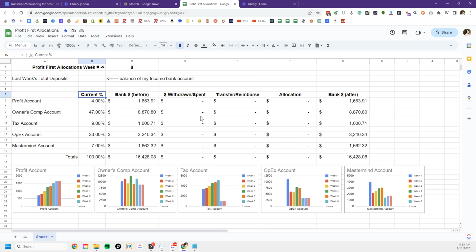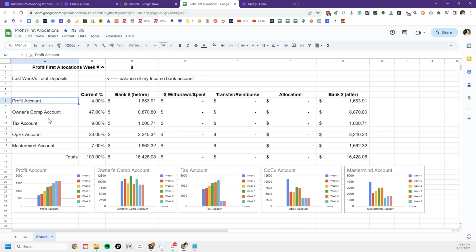I've already updated my spreadsheet and pulled my bank balance. I did allocations last Monday, and I took the ending balances after allocations and put them in this column here. So this is my bank money before any allocations. The percentages of how I'm allocating all of this are talked about in the book, and I also have a podcast episode where I talk about how I came up with these numbers. If you're interested, I'll try to link those below.